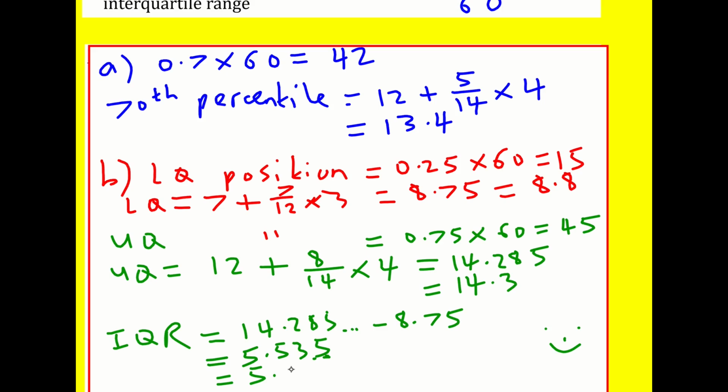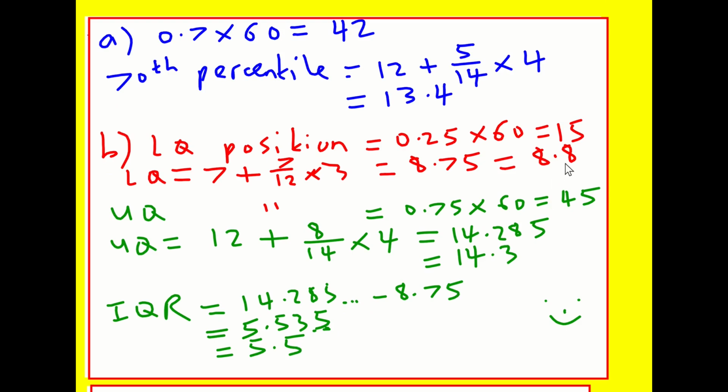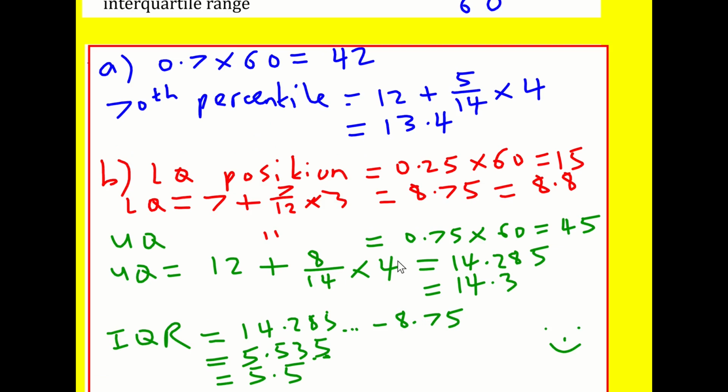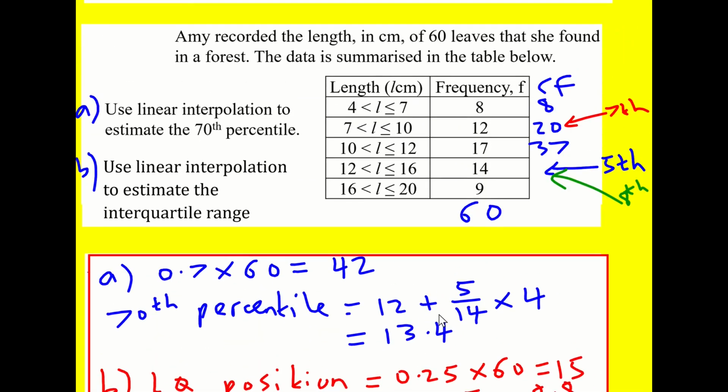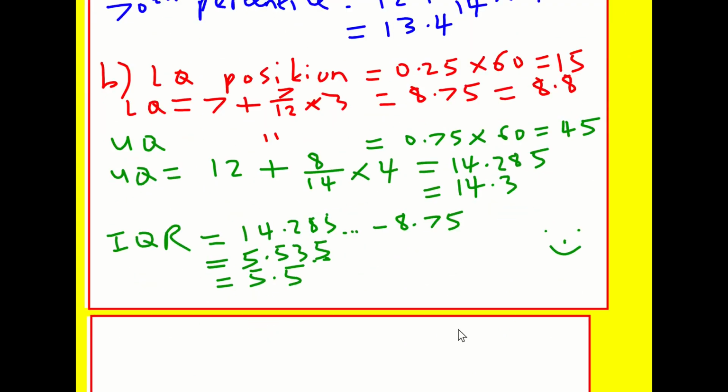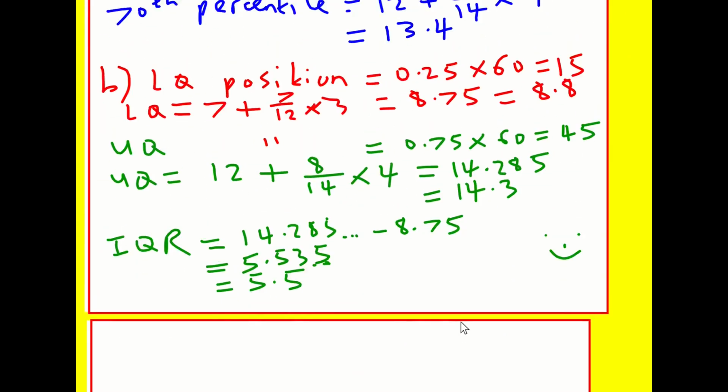5.535. I don't feel like there's enough accuracy to put that extra 3 in, so I'm just going to round it to 2 significant figures here. I suppose I'm rounding it to 1 decimal place throughout, actually. I did say significant figures for 8.8, 3 significant figures, but it wasn't. Brilliant. So we've estimated that 50% of the data, the middle 50%, has a range of 5.5, which is pretty good going.